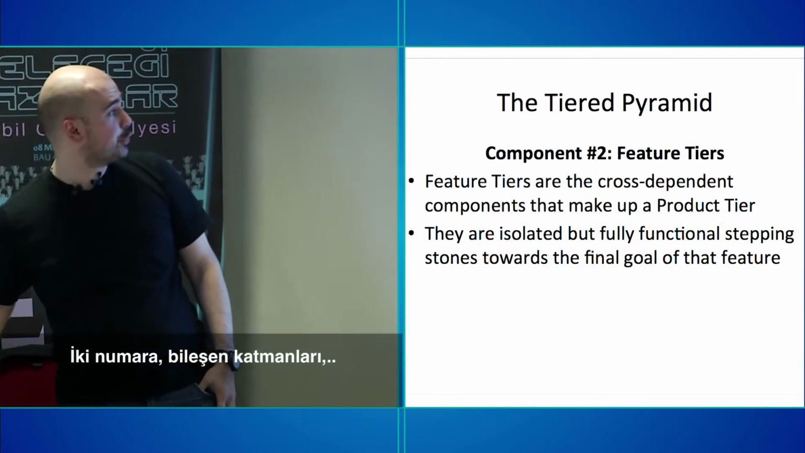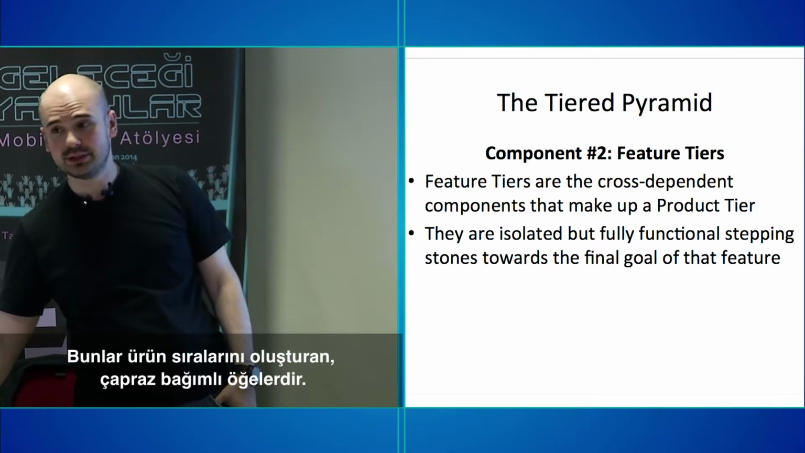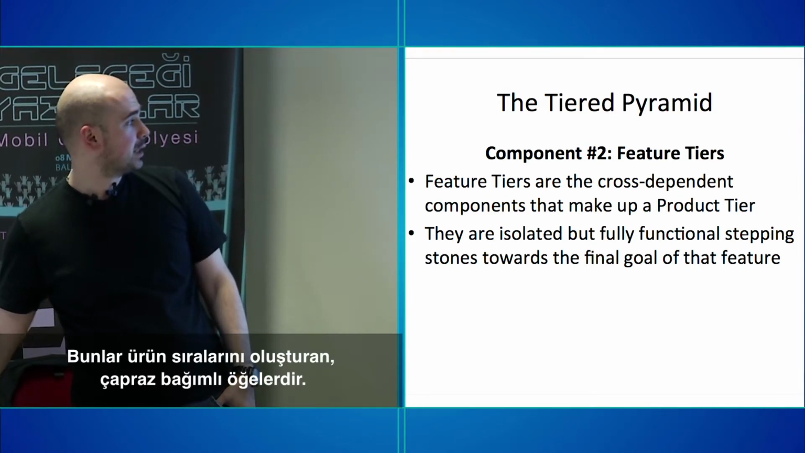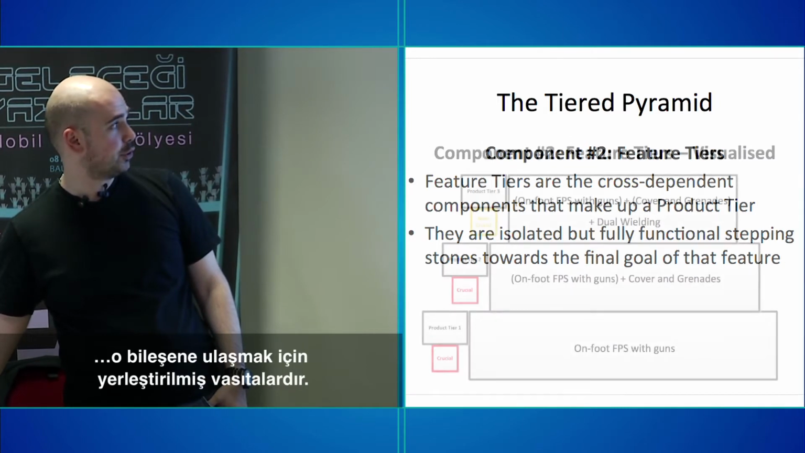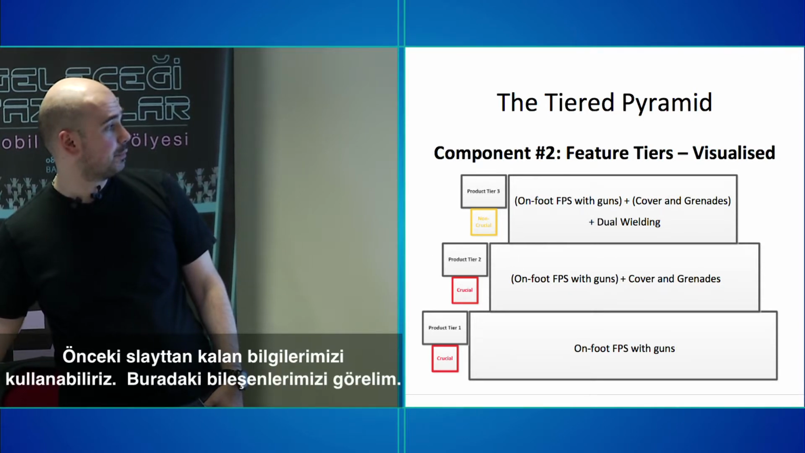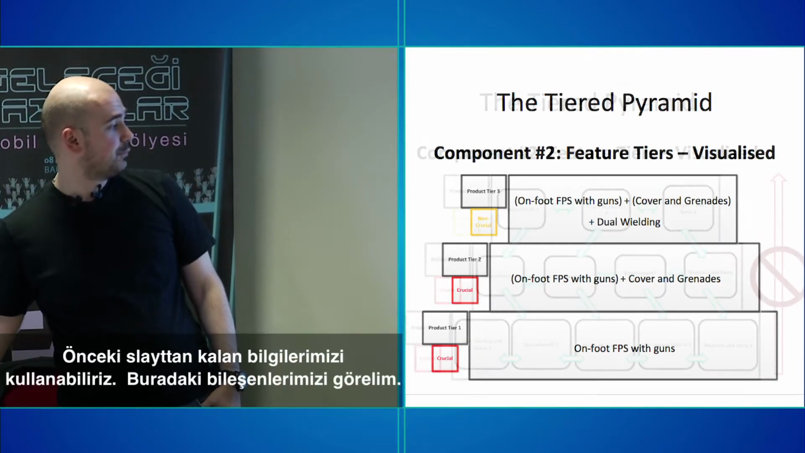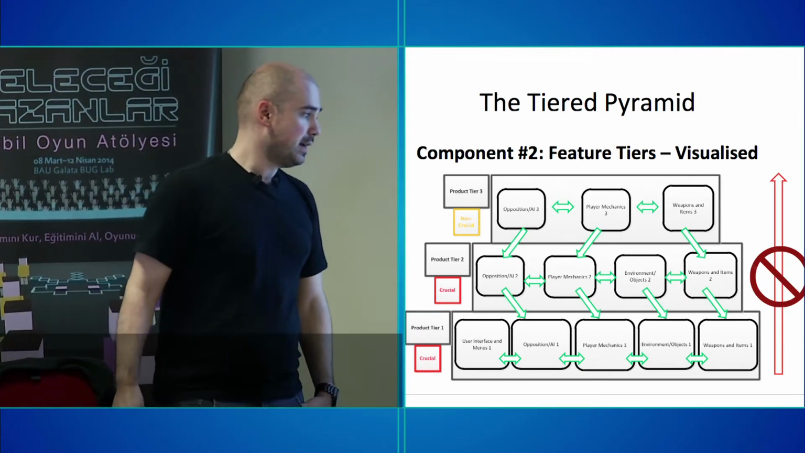So number 2, feature tiers. Now, feature tiers are the cross-dependent components that make up a product tier. They are isolated but fully functional stepping stones toward the final goal of that feature. Let's visualize what we mean by this. So we have all this from the slides before, right? What's a feature tier? Well, these are feature tiers.